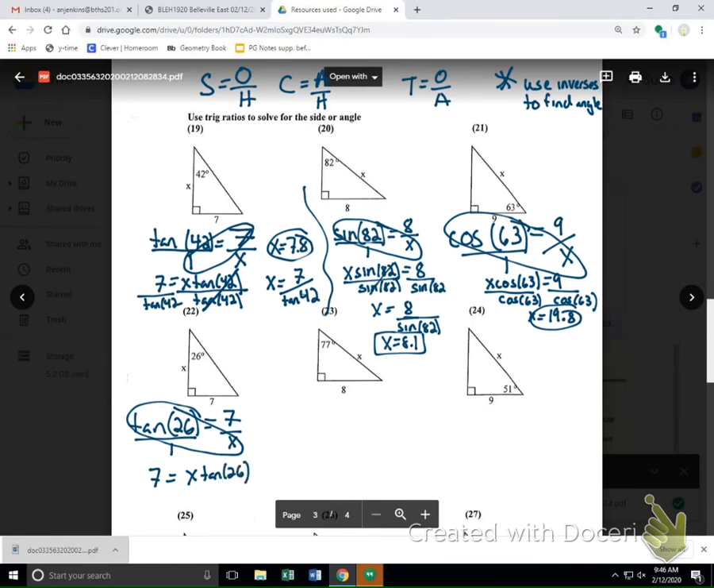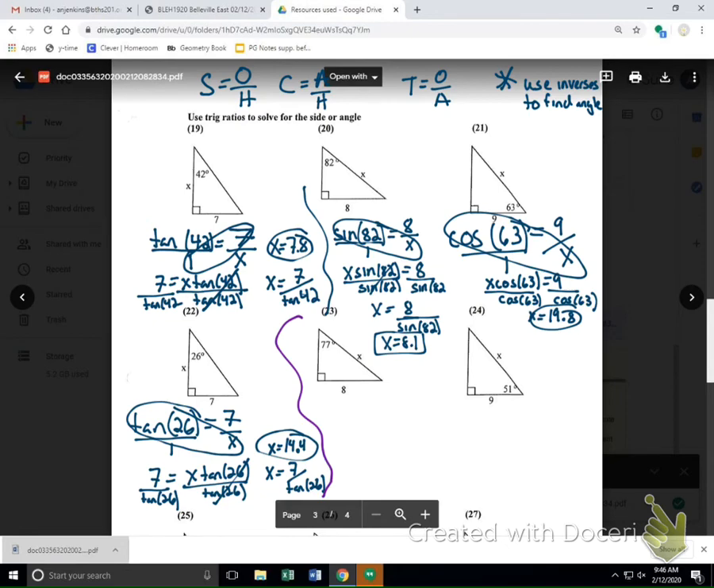Want to get x by itself, what do I have to do? Divide, yep, by tan of 26. These go away. X equals 7 divided by tangent of 26. 14.4. X equals 14.4. Thank you. I'll change my color so we can see what's going on in my next problem.